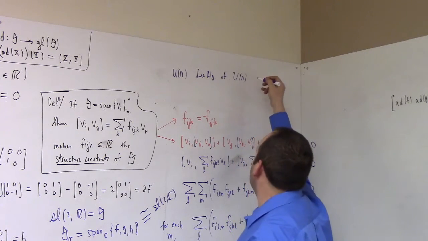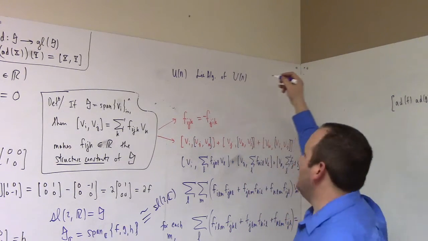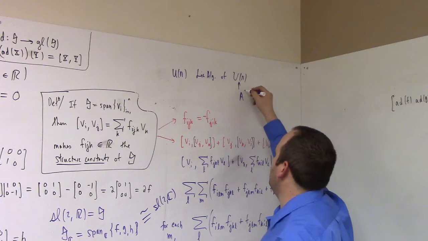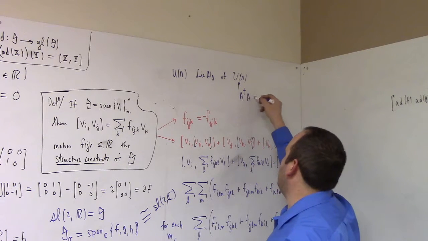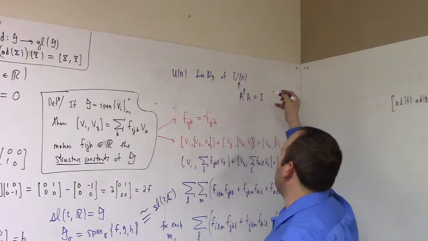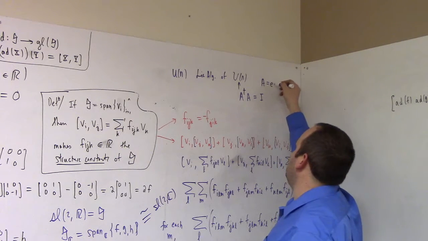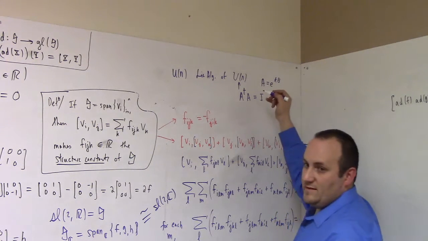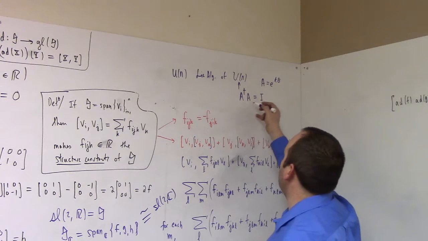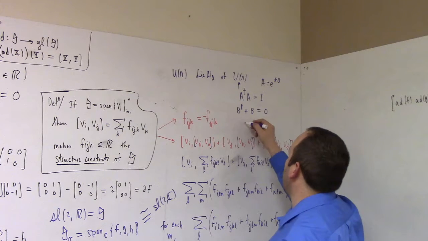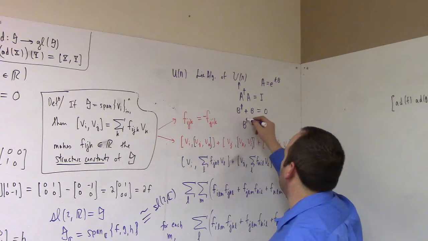So UN, I guess it has to be, we had things like A dagger A equals the identity, right? So if you differentiate this, and you look at something like A equals e to the tB, that's our custom, then that would give you something like B dagger plus B equals 0. So looks to me like UN is skew Hermitian.